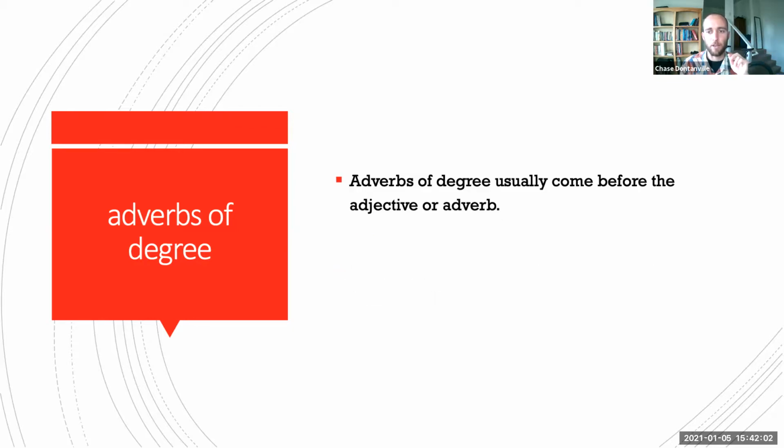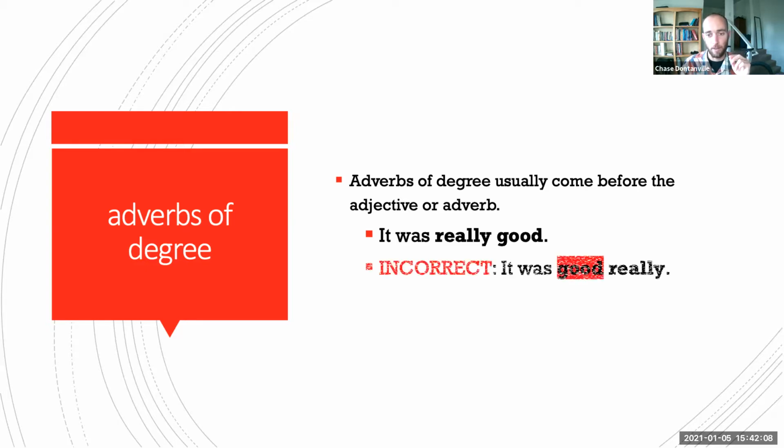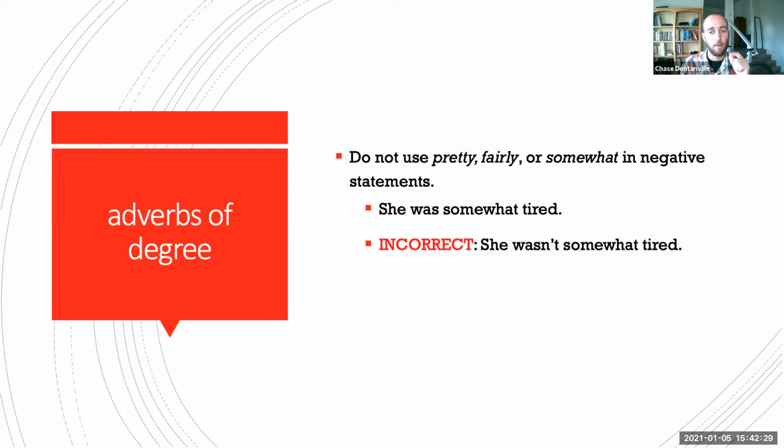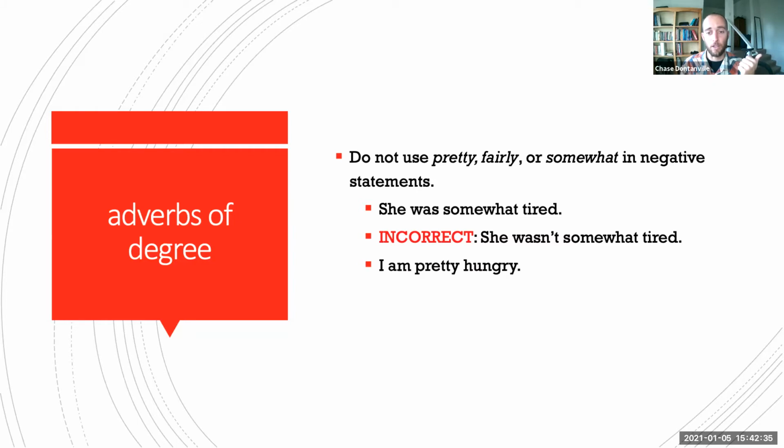Now, adverbs of degree usually come before the adjective or the adverb. So it was really good, not it was good really. And be careful. Do not use pretty, fairly, or somewhat in negative statements. So she was somewhat tired. This is okay. But not she wasn't somewhat tired. I am pretty hungry. This is good. I'm not pretty hungry. No. So we don't use these adverbs of degree, pretty, fairly, somewhat, in negative statements.